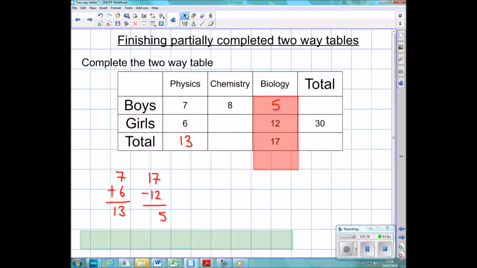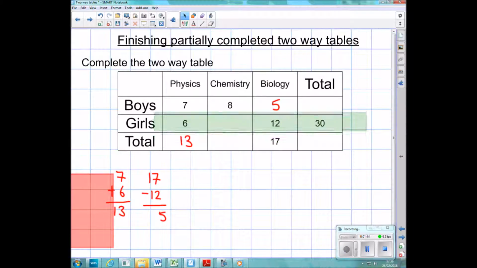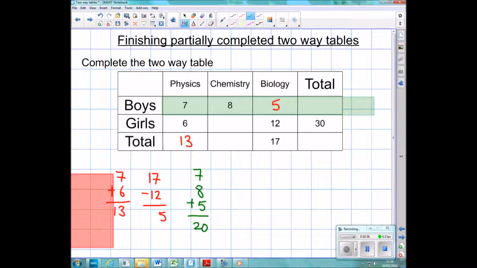Looking at the last column, you can see again I've got 2 bits of data missing. So again, I can't do anything more. So what I'm now going to do is switch to using the rows. Looking at the rows, I'm looking for exactly the same sort of thing: a row that has got 1 piece of data missing. Looking at the boys row, you can see that I've got the total missing. So I'm going to add up the 3 numbers to get the total. That's 7 and 8, which is 15, plus 5 is 20. So my total for the boys is 20.